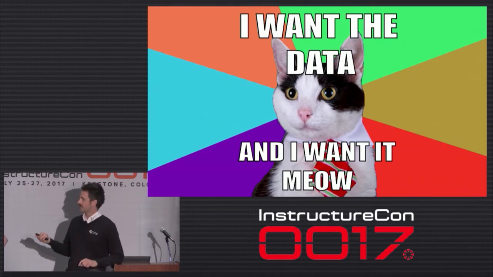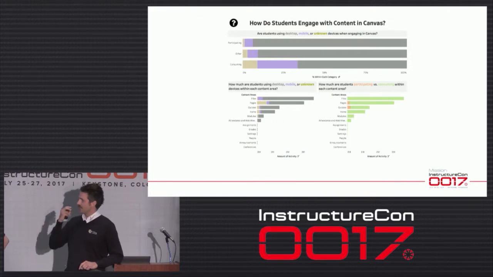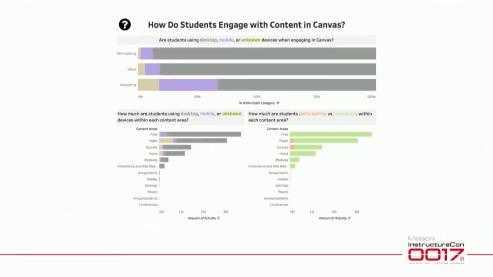So I started working on this, which is a dashboard in Tableau to start answering the question, how do students engage with content in Canvas? For us in this context, we're looking at a few different meanings of engagement. The first is, are they using mobile or desktop devices? And when they're doing that, are they participating or consuming? That's the top bar graph. In the lower left, we're looking at how much students use desktop or mobile devices within each content area, so when they're in assignments or on the home page, which type of devices are they using? And then finally, within each of those content areas, are they consuming or participating?